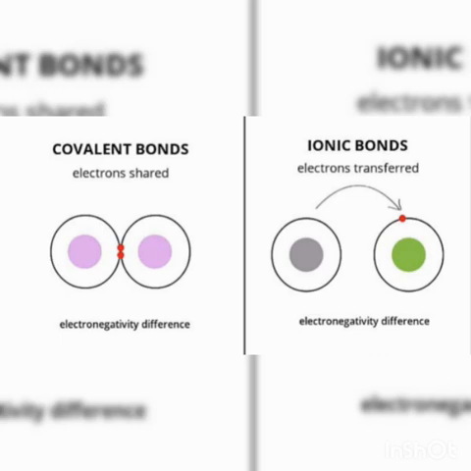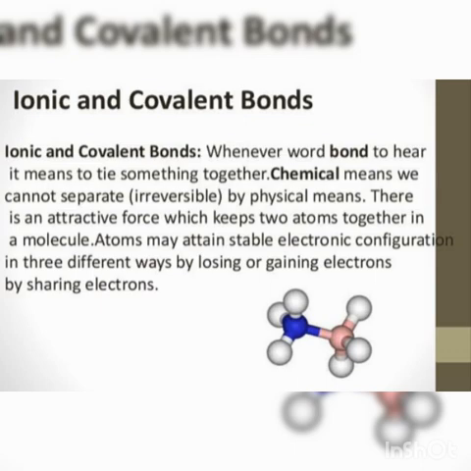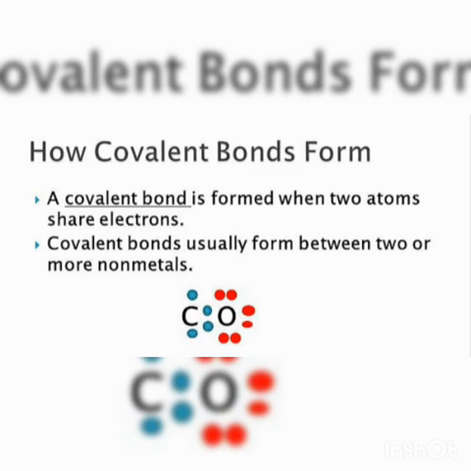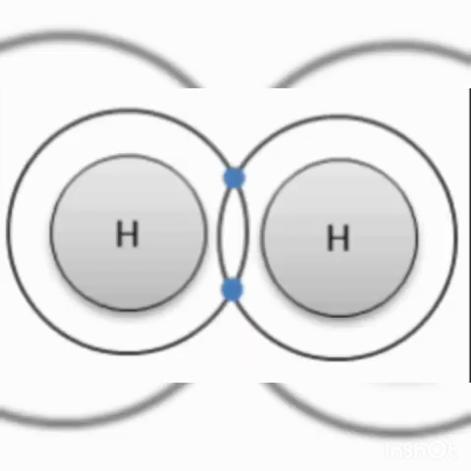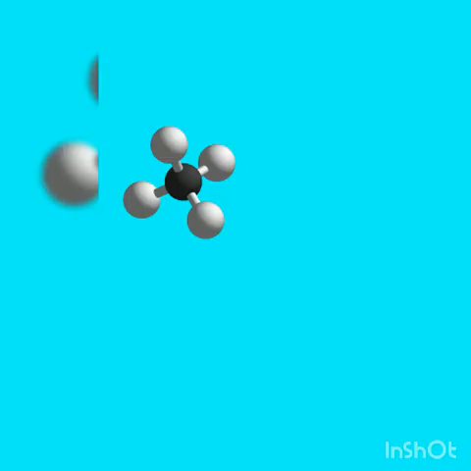Now the question is, what is a covalent bond? In the case of an ionic bond, we have seen that one atom loses its electrons and the other atom gains. But in the case of a covalent bond, no complete transfer of electrons takes place, but there is mutual sharing of electrons. So let's see an example to understand this covalent bond.